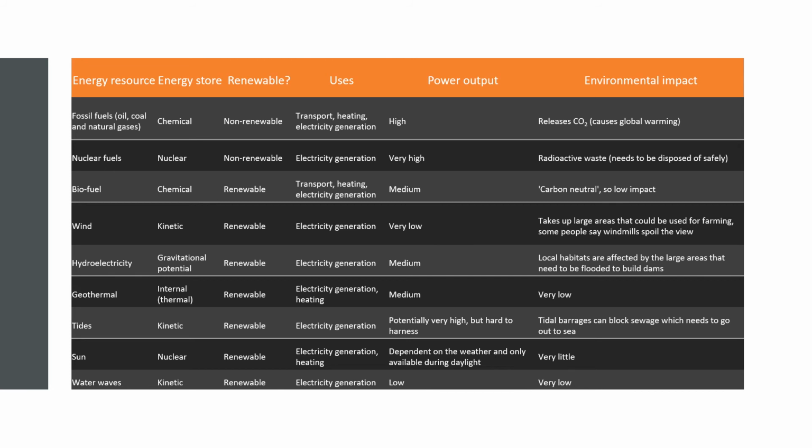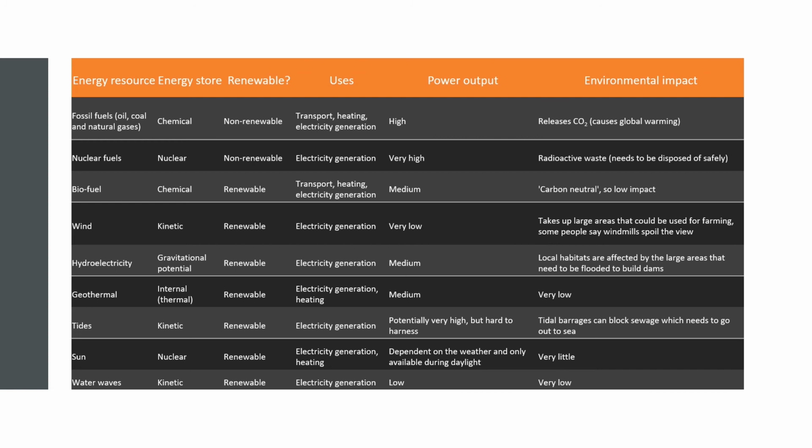The sun is a nuclear energy store. Yes, it's renewable. The uses are electricity generation, heat, and heating. The power output depends on the weather and is only available during daylight. The environmental impact is very little. But in some places, solar energy can be really useful, especially in really hot climates and countries near the tropics. The last one is water waves. The energy store is kinetic and it's renewable. The use is electricity generation. The power output is very low, and the environmental impact is very low.